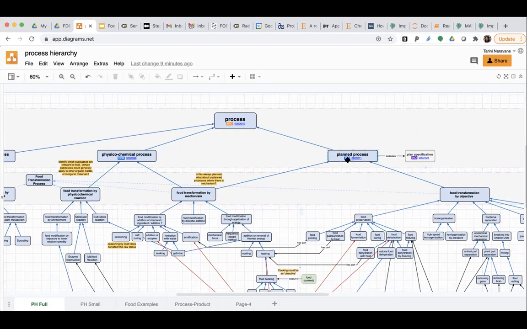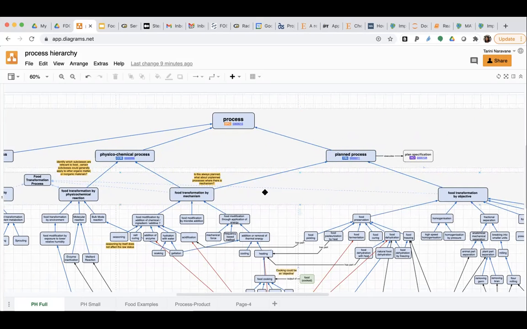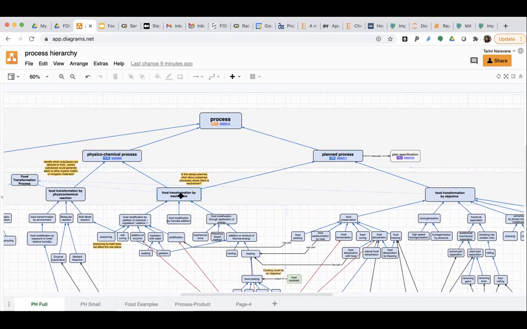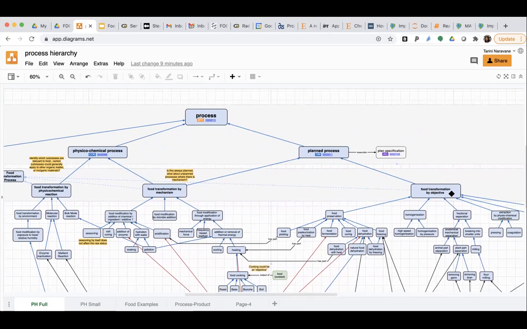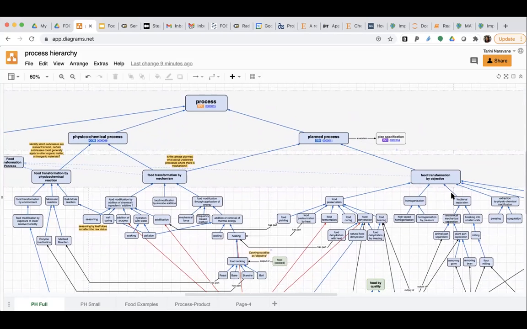So plant process has two major subclasses: food transformation by mechanism or by objective. By objective is when you are transforming because you want to achieve a certain end quality. And the mechanism is a more general way of describing whether it's a form of energy, or it's the addition of a microbe, or it's the addition of another ingredient or chemical or any other kind of additive. And there could certainly be other mechanisms, so this is not complete.